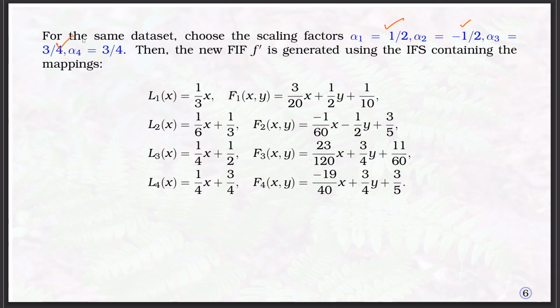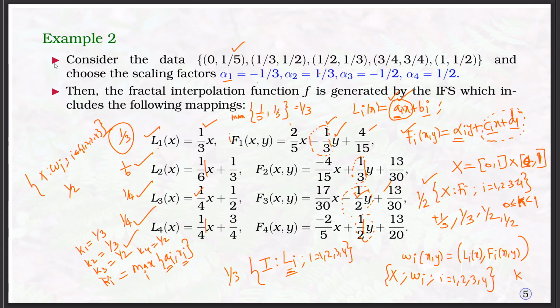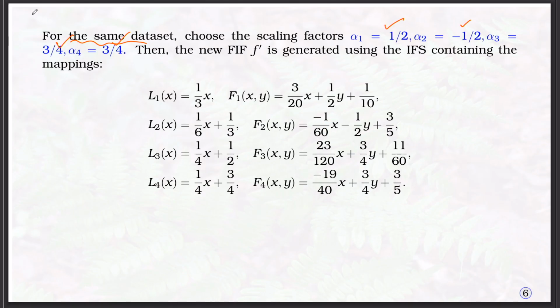For the same set of data, if I choose alphas 1 by 2, minus 1 by 2, 3 by 4 and 3 by 4, then f dash is the fractal interpolation function generated by the following iterated function system for the same set of data, not a different set of data, because the data set is fixed. This is the data set we fixed. Now we are changing the vertical scaling factor. As the vertical scaling factor influences the y direction, alpha y plus c i x plus d i, therefore there is no change in the L, that means the horizontal direction.